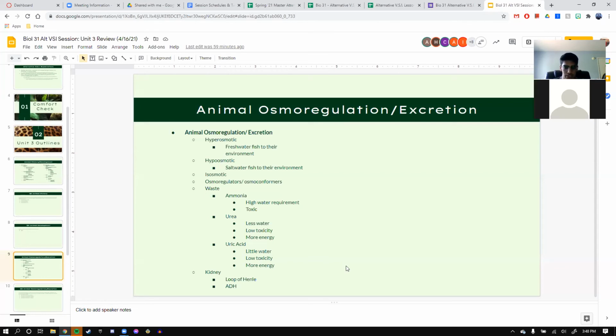and to be released. Then uric acid requires very little water, so that's more common for desert animals. It has a low toxicity. It's more like a solid substance, and it requires a lot more energy than ammonia to be created from whatever food or things you take in, and then to be released. So urea is what we produce, but uric acid is like a desert animal thing.